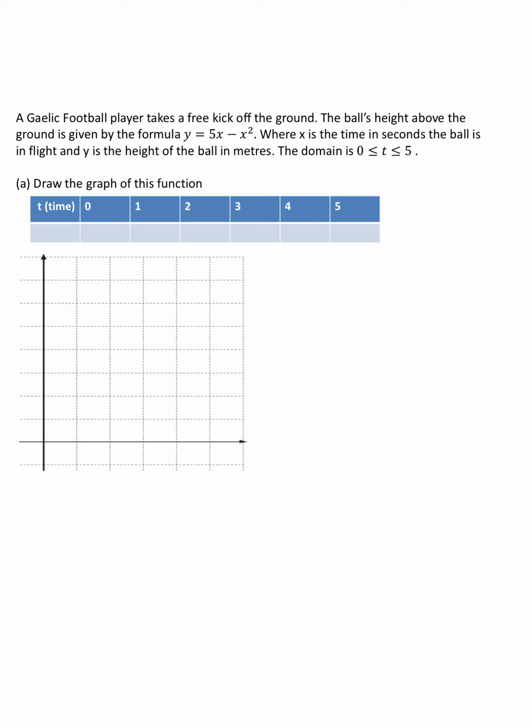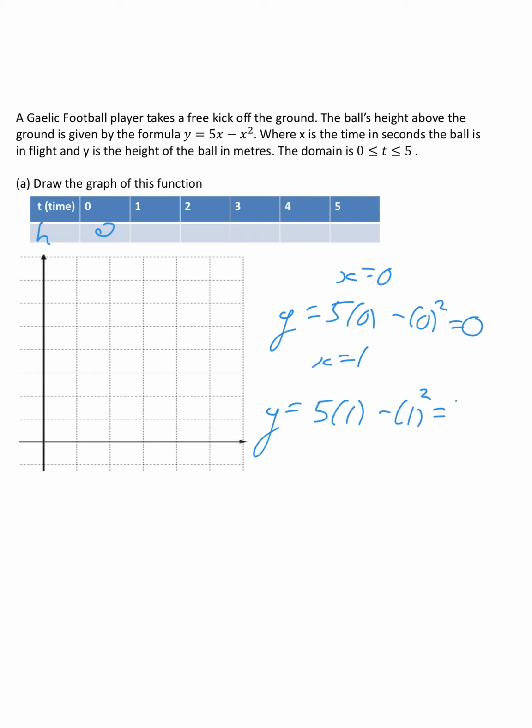Okay, so in our table there we have time, and I'm going to put h then for height. So we're going to have to sub in all those values into the formula. So first of all, when x is 0, y is equal to 5 times 0 minus 0 squared. So this will equal 0. Do the same with x equal to 1. So y is equal to 5 times 1 minus 1 squared. This equals 4.